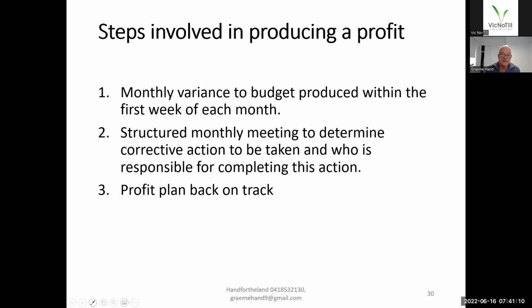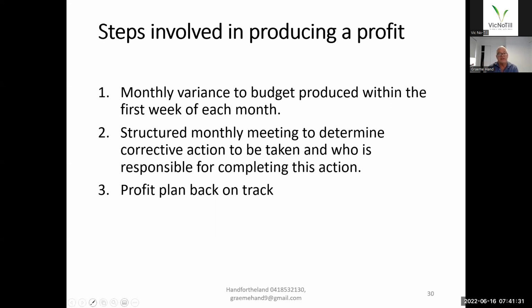Within the first week of the month, you have a structured meeting to determine what corrective action to be taken to get the profit plan back on track. So this is really the step to start with. There's a lot of other things that we do. They're pretty obvious and they're very valuable, but this is the thing to start with.